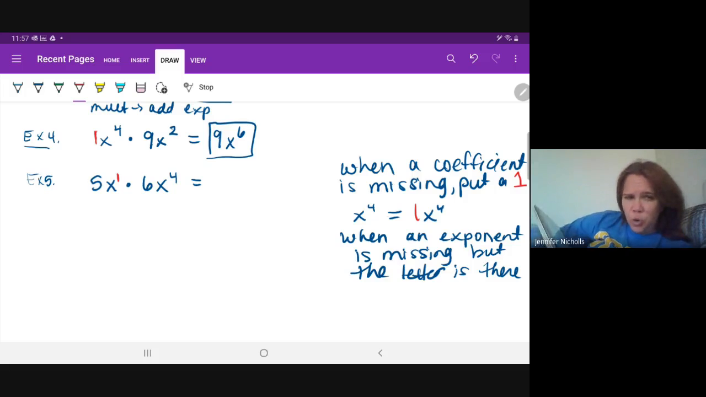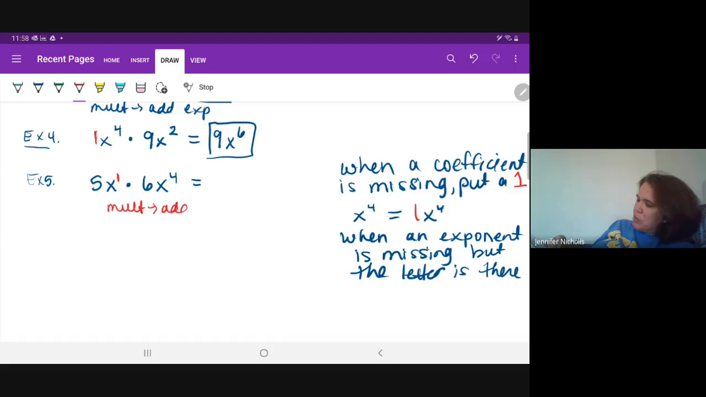I find that when I don't put a 1 and it says add exponents, I get 4 because the exponent is missing, so it feels like 0. So this is still multiply, add exponents. So you still want to write that. Oh, I forgot to write that on this one.